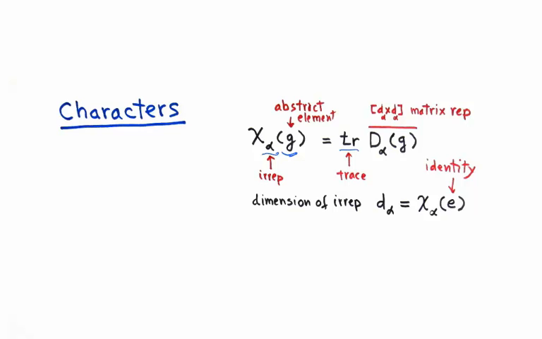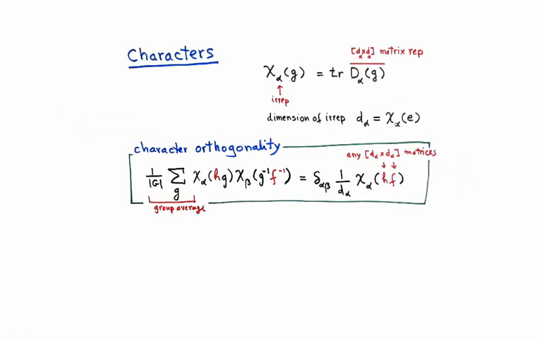One obvious property of character is that if the group element is identity, then the trace of the identity is just the size of the d alpha by d alpha matrix. In other words, character of identity is the dimension of the representation. What makes characters so precious to us is the character orthogonality relation.